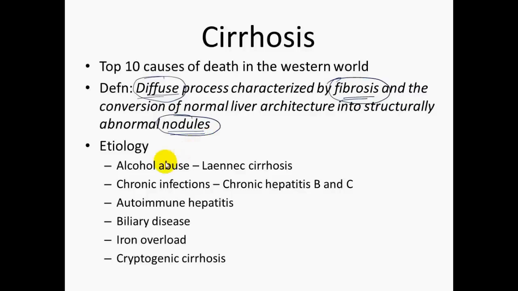What is the most common cause? The most common cause is alcohol intake, and that type of cirrhosis is called Laennec cirrhosis, which is also called nutritional cirrhosis. Chronic infections by chronic hepatitis B virus and chronic hepatitis C virus, because they both lead to chronic hepatitis, may lead to cirrhosis. Autoimmune hepatitis, biliary diseases, and iron overload are very rare causes, and around 10% of the causes are unknown, so we call them cryptogenic cirrhosis.